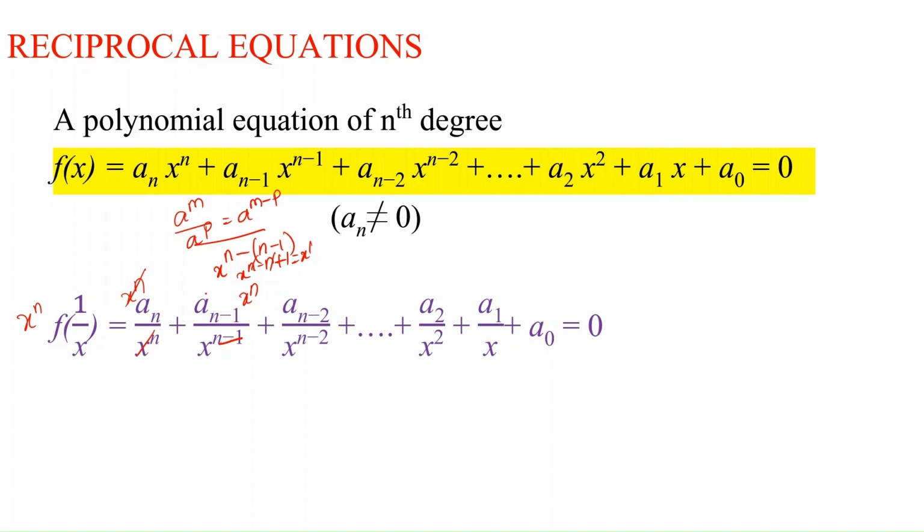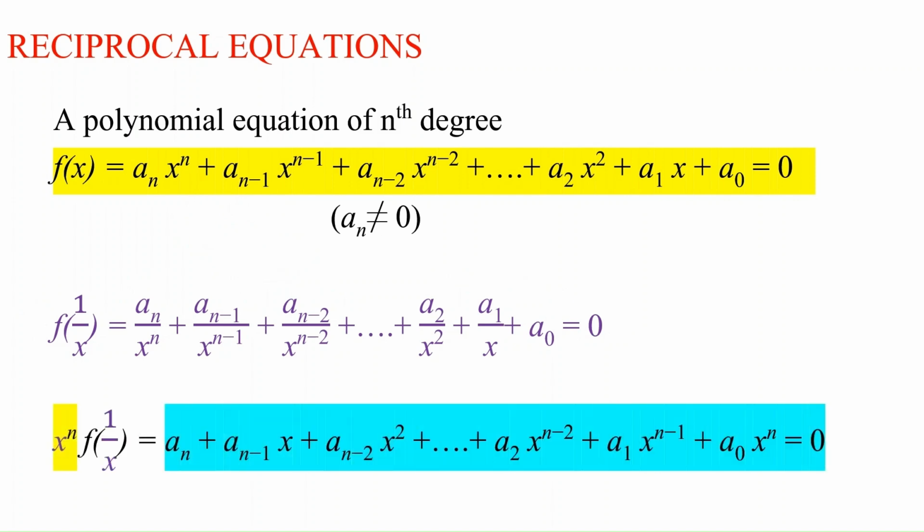So for the second one, it will become x power 1. And for the next term, it is into x square. Here it will become x power n minus 2. Then on multiplying with x power n, it is x power n minus 1. And for the last one, x power n. Like this, the equation will get modified. We'll look into that modified equation here. So this is the equation after multiplying with x power n.